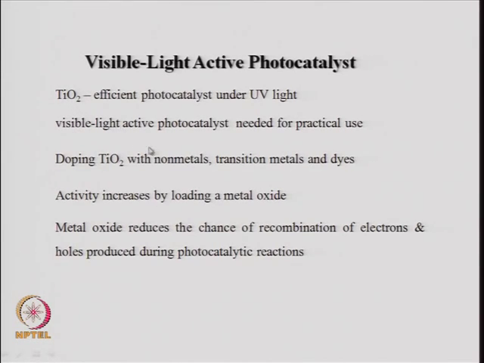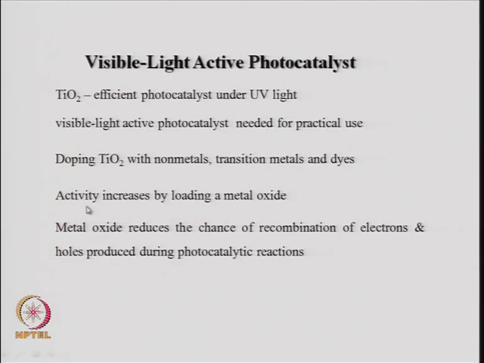So, how do we modify normal TiO2, which is a UV light photocatalyst, to make it into a visible light photocatalyst? That can be done by doping TiO2 with different materials like non-metals, transition metals, or organic dyes. All of them can modify the behavior of TiO2 with respect to the incoming radiation, and you have to choose appropriately the type of non-metal, transition metal or organic dye to control the band gap of TiO2 or effectively generate electron and hole pairs by using visible light instead of ultraviolet light.